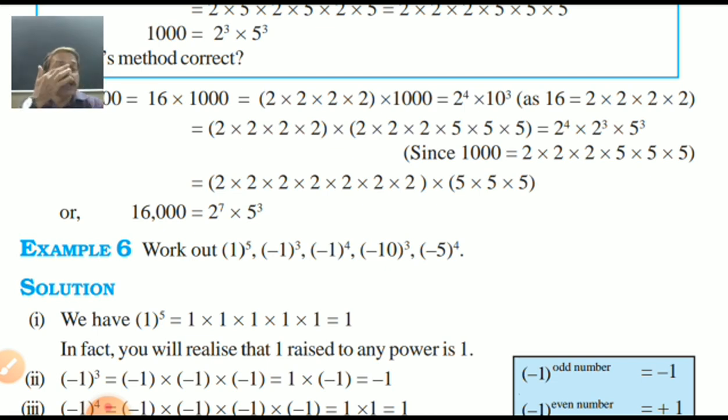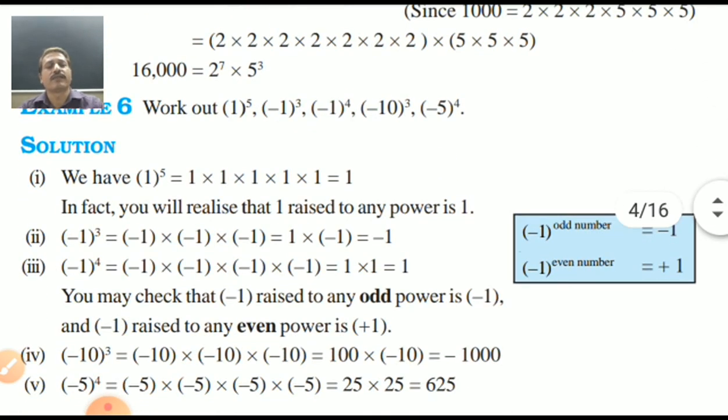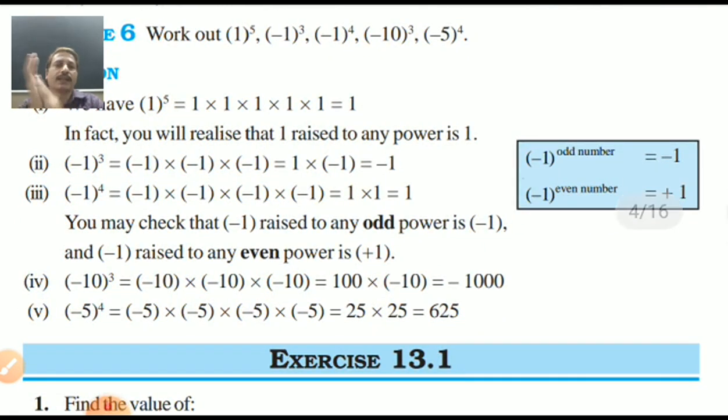Minus 5 raised to 4. Yes, my dear student. Minus 5 into minus 5 into minus 5 into minus 5, 4 times. Answer should be positive. 5 5s are 25. 25 5s are 125. 125 5s are 625. Yes. See the answers. So all this information you can use in our exercise 13.1.